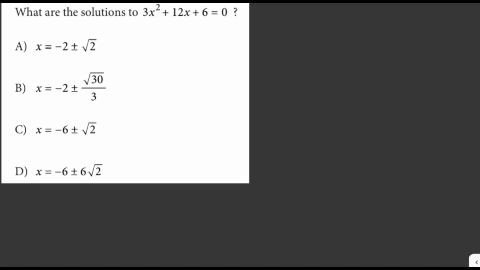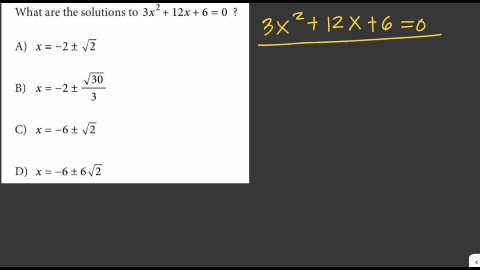Let's solve another problem here. What are the solutions to 3x squared plus 12x plus 6 equals 0? So the first thing we do here is to try to factor this equation here. If we cannot factor, then we have to use another method. So we can divide both sides by 3. So we have x squared plus 4x plus 2 equals 0.